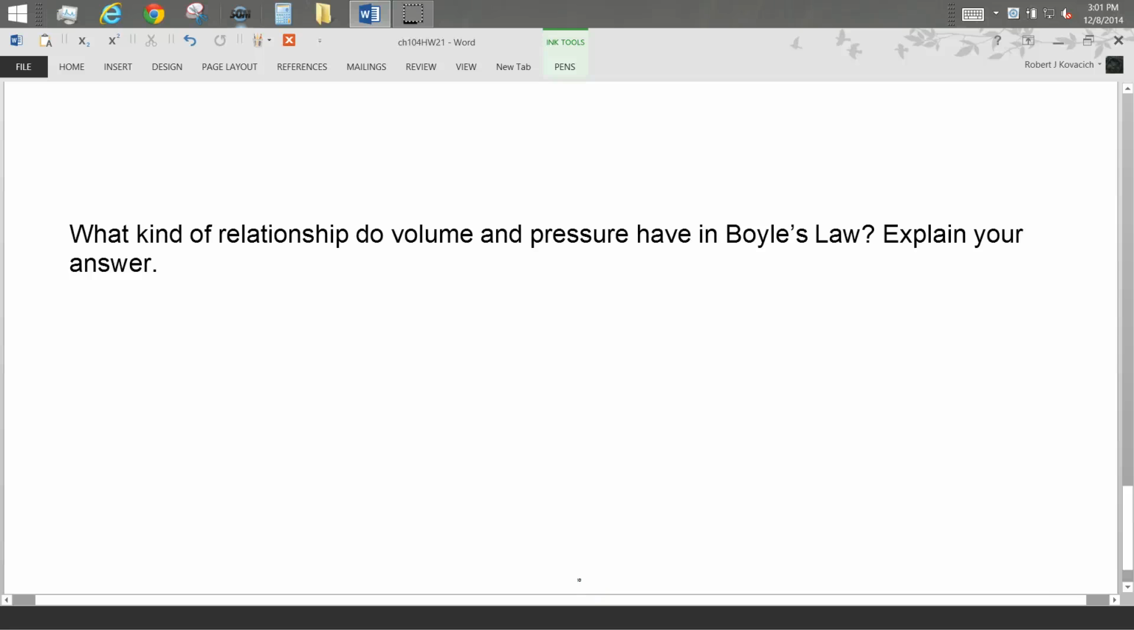All right, this last one. Relationship of Boyle's law between volume and pressure. What's the relationship? Indirect or inverse. One goes up, one goes down. Basically, we're squishing a gas so it gets smaller. Or we're not squishing a gas and it gets bigger. That's it.